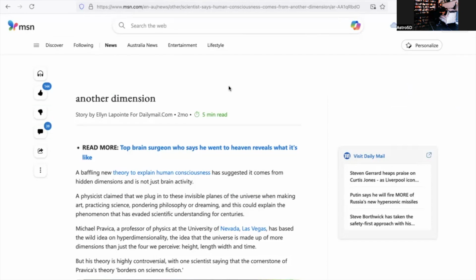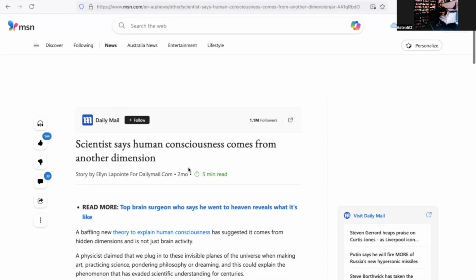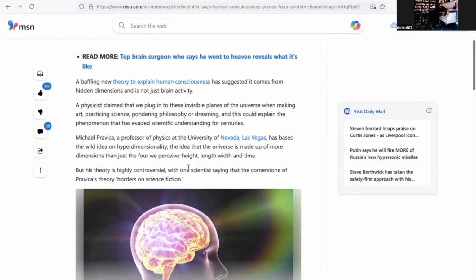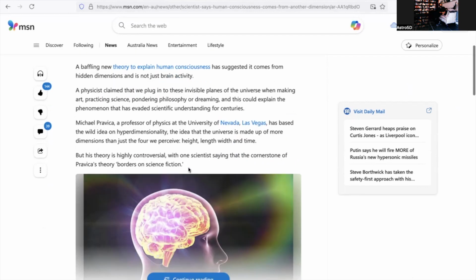Much love, MSN. Sciences says human consciousness comes from another dimension. A baffling new theory to explain human consciousness has suggested it comes from hidden dimensions and it's not just brain activity. Okay, so think about that.